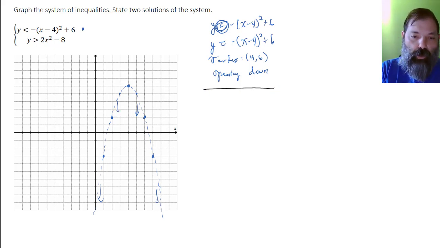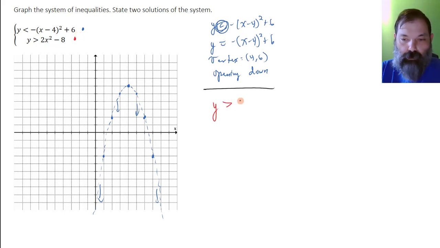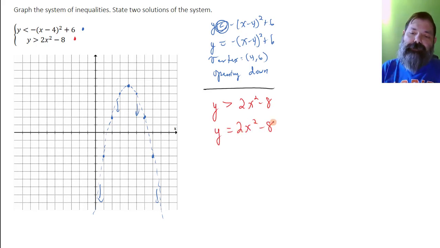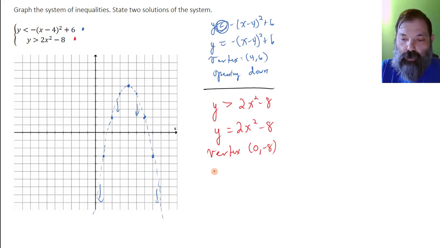All right, the other inequality, I'll do that in red. So 2x squared minus 8. Again, let's think of the equation y equals 2x squared minus 8. Again, that's a parabola. In this case, it's opening up. The vertex, there's no shift left or right, so the vertex is (0, -8). And it's opening up.